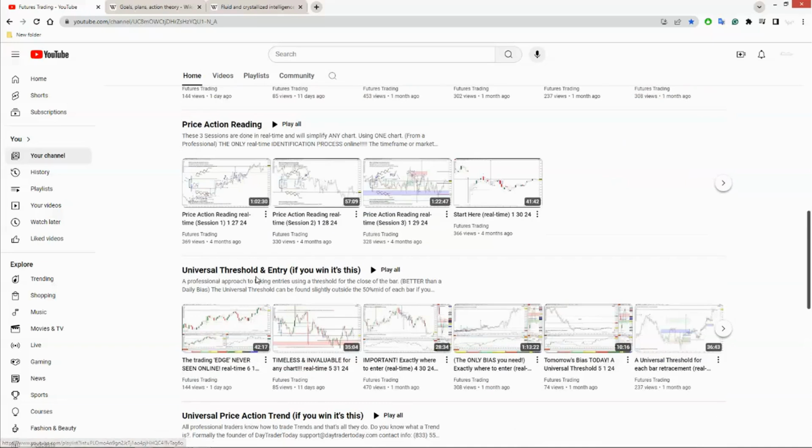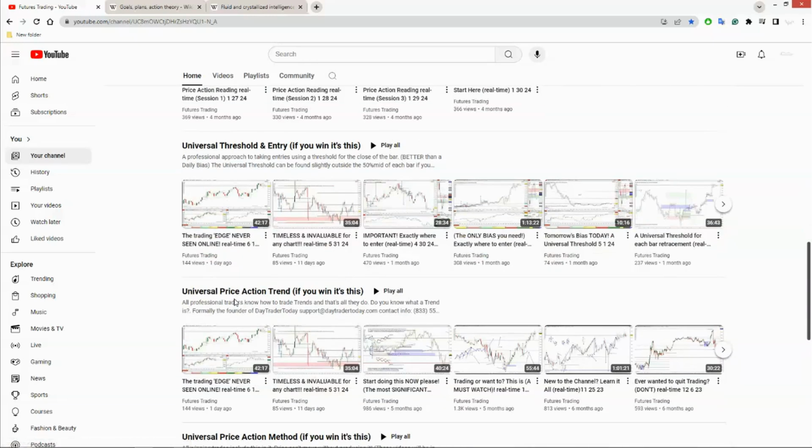Universal threshold. So this is how far the bar will pull back into your bar before resuming. So it's a wick zone, a threshold, if you will, and it's found on every chart. Doesn't matter what chart you're trading. I don't care what it is. It's found on every chart. If you win, it's this.